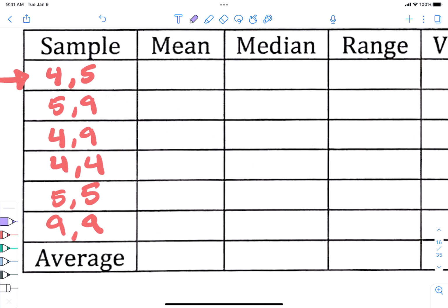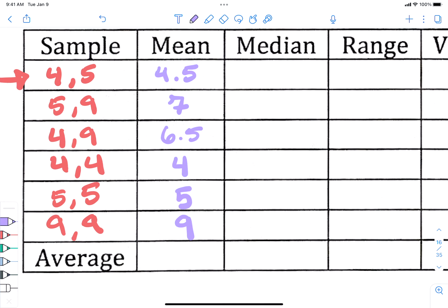Here we go. If you find the average of these 2 numbers, what is that? 4.5 is the mean. Okay, let's just do all the means. 5 and 9, what's the average of 5 and 9? 7. What's the average of 4 and 9? 6.5. The average of 4 and 4 is 4. The average of 5 and 5 is 5. The average of 9 and 9 is 9, right? You add them together and divide by 2, or just split the difference, right?